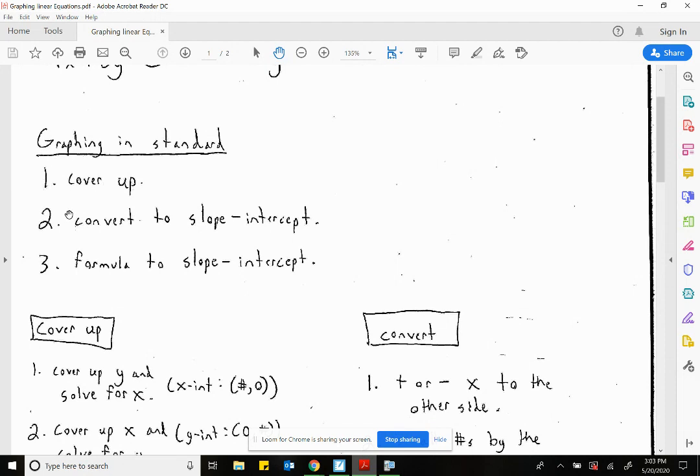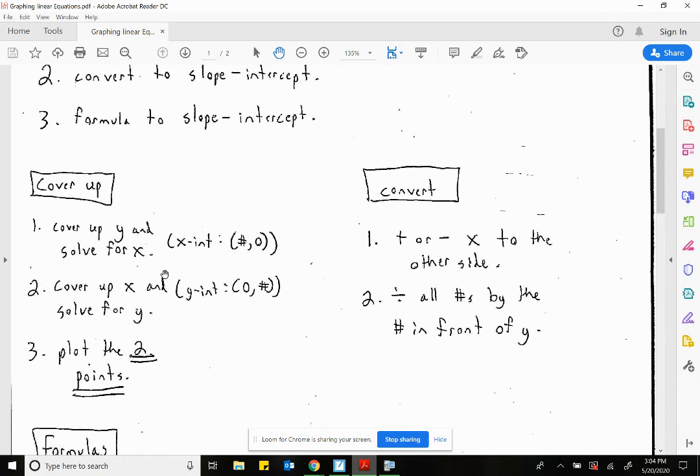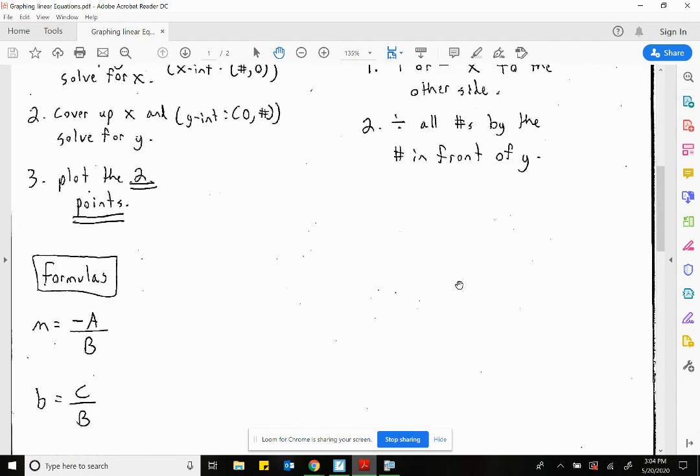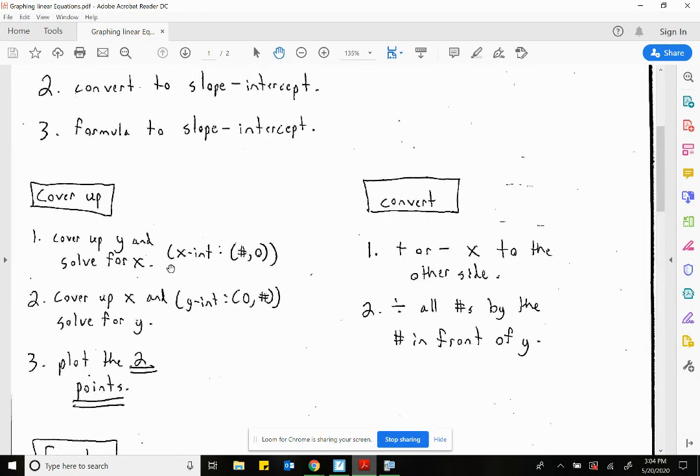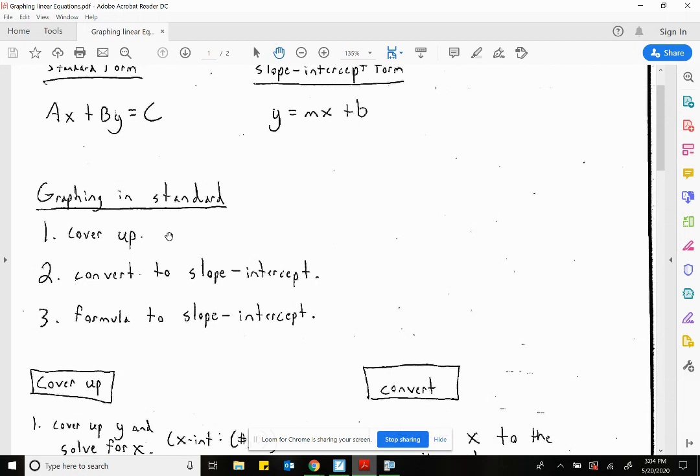We could convert it to slope-intercept. Or we could use a formula to get slope-intercept. So we're going to talk about all three of these methods. First things first, I want to talk about the cover-up. Right here, you can see the cover-up method. Right over here, this is the convert method. Down below right here, this is the formulas method. So let's talk about graphing in standard form and the cover-up method.